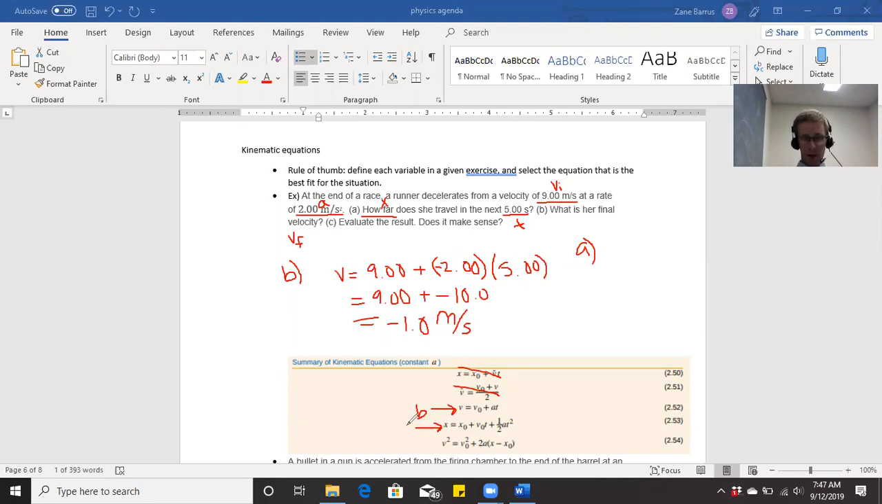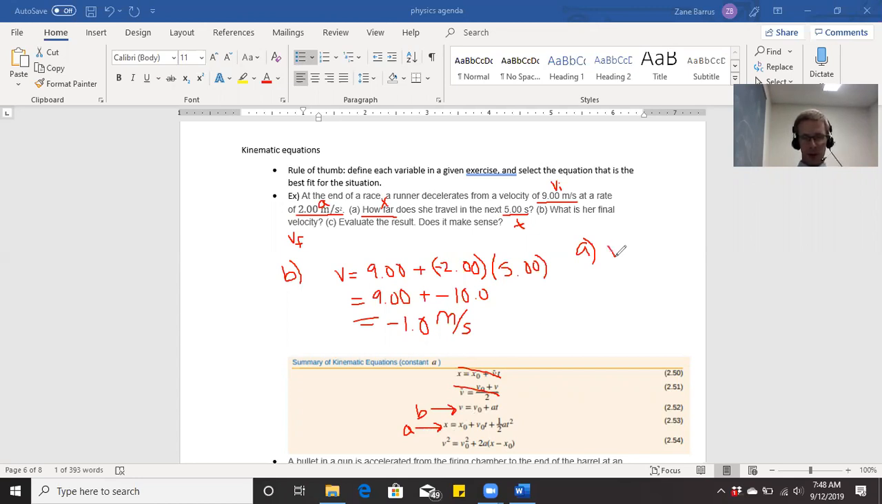Now, you might be asking yourself, how are we going to figure out what x and x naught are? x is our final position, which is what they're looking for. But how do I know what my initial position was? They didn't give me any numbers. So let's assume that our x naught in this case is 0. Let's assume that this runner is starting at 0.0.